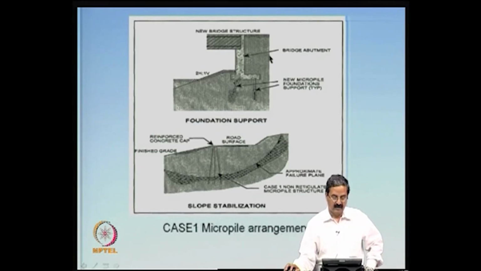Case 1 micropile, where the load can come directly, like a new micropile foundation support. This is a bridge abutment, this is a slope, and then there is another one. The approximate failure surface, the failure plane, could be like this. Now, the reinforced concrete cap is here, finished grade is there, okay, road surface.